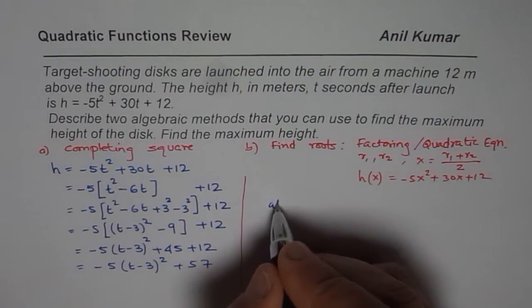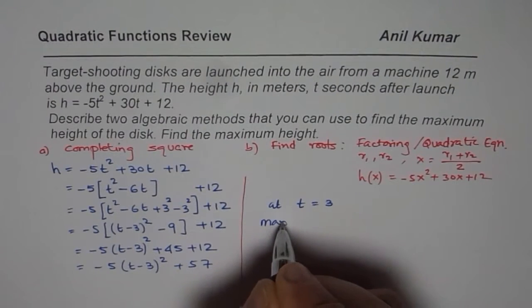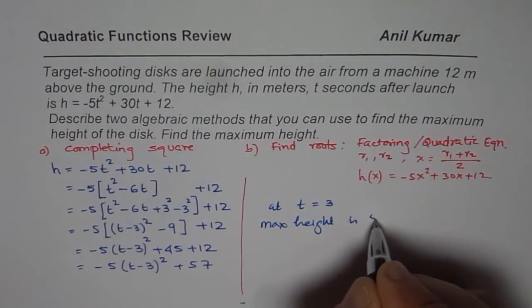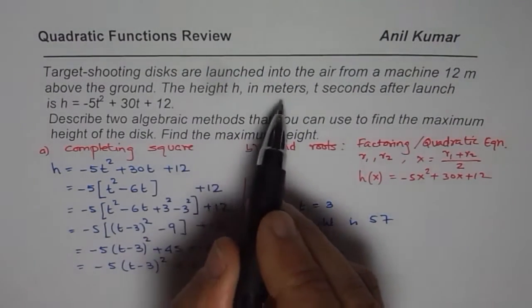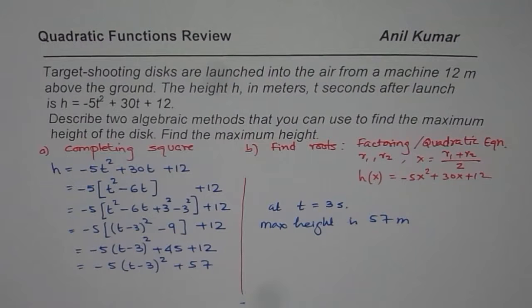So at t equals 3, the maximum height is 57 and the units are in meters. Time t is in seconds. So that is how we can get the maximum height, and we can also get the instant of time when this occurs. I hope that helps.